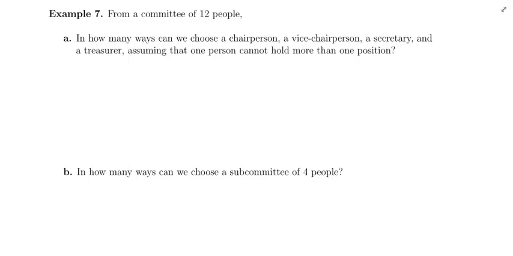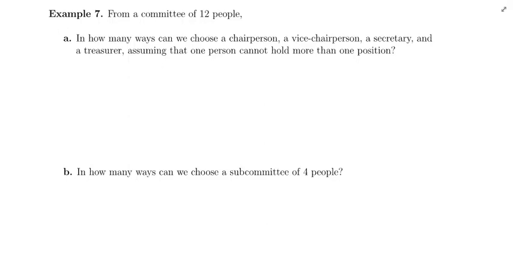So out of the 12 people, we're putting them in groups of 4. Again, is this a permutation or a combination? And again, you read at the very end, one person cannot hold more than one position. So there's no repetition. So let's think about this.